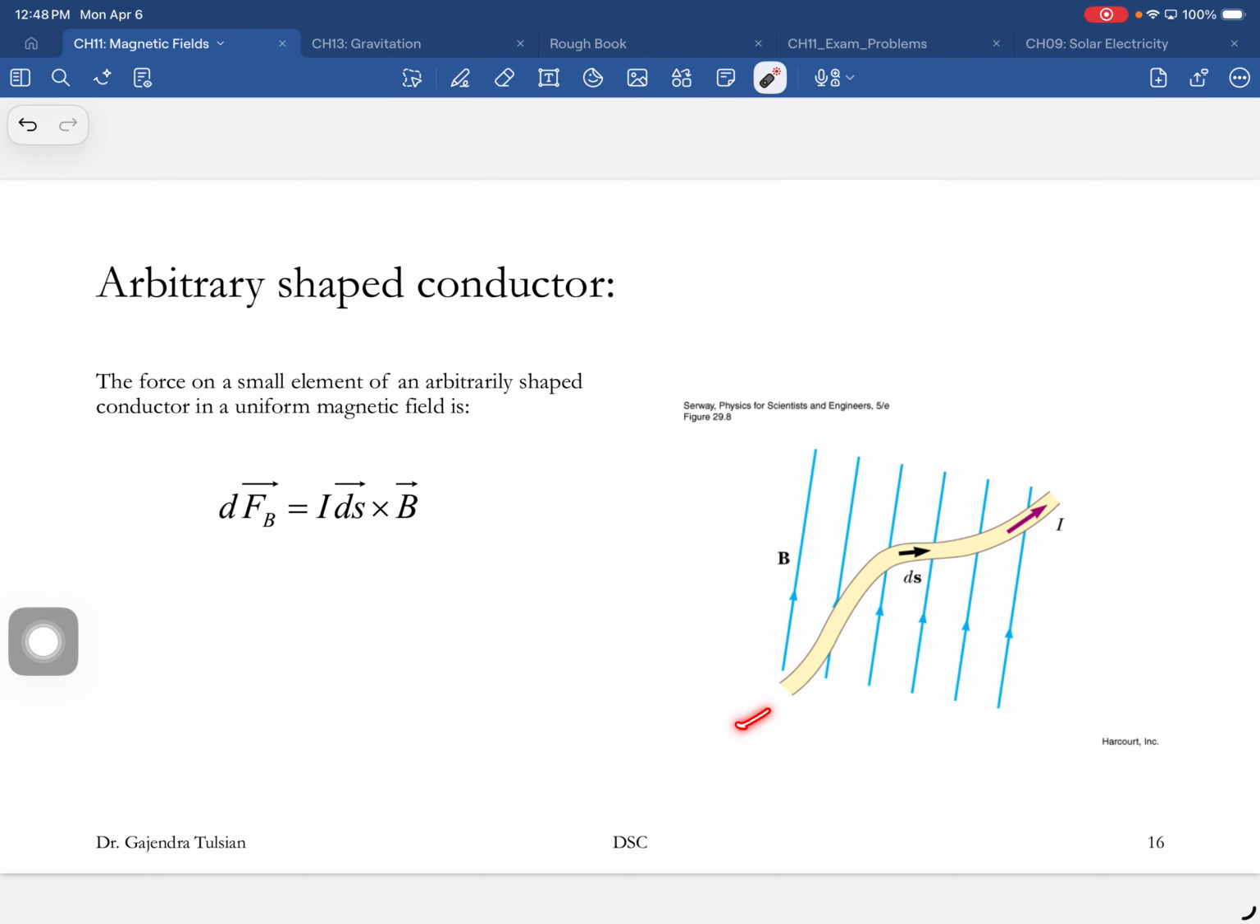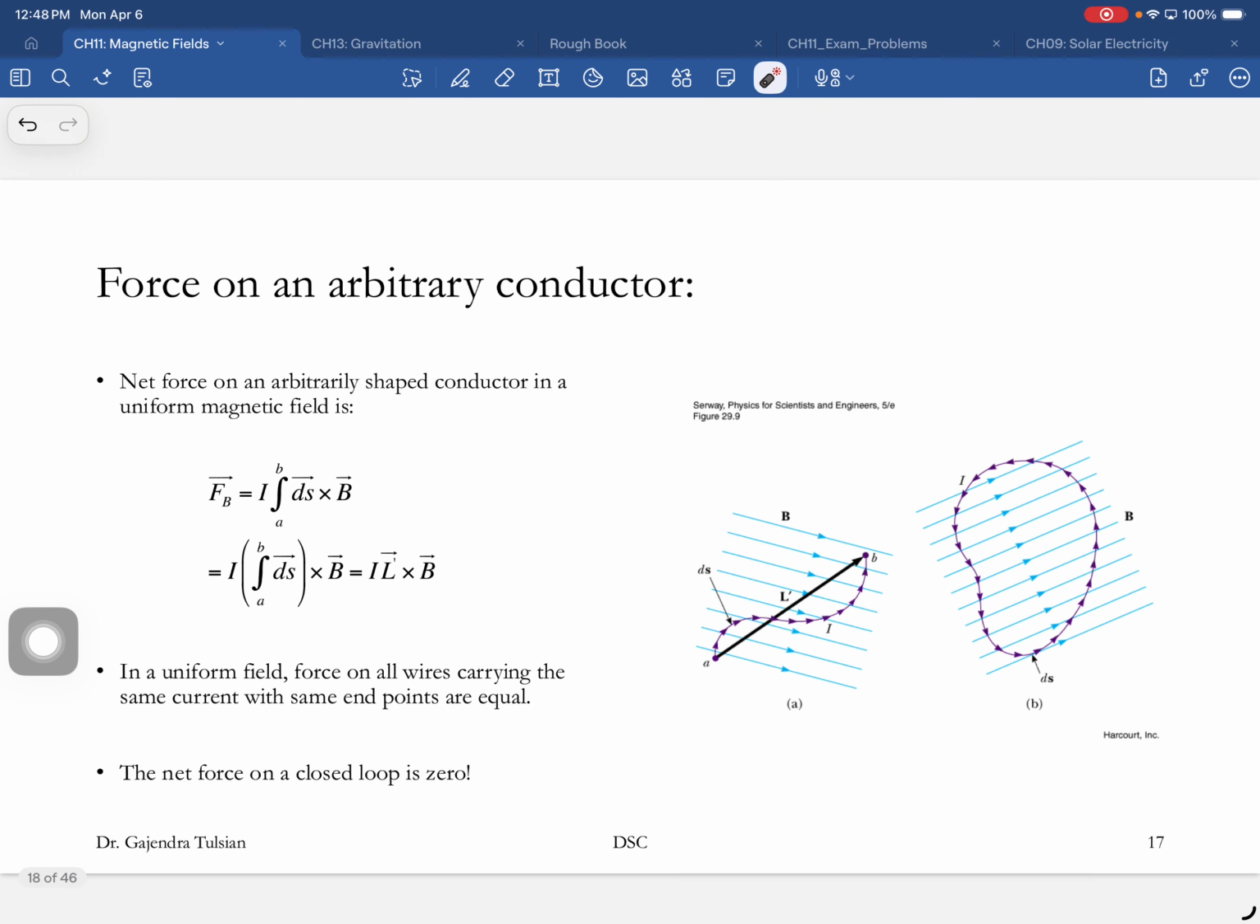Now, if you wanted to calculate the force on this entire conductor, what do you do? You just add up all these forces. And adding up a bunch of forces is just doing an integral. So the total force is just doing that integral.